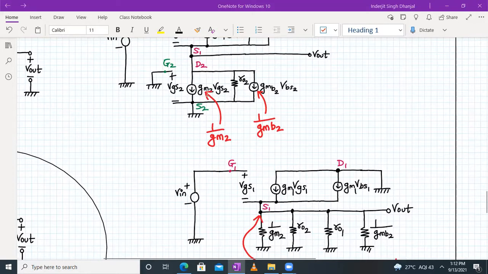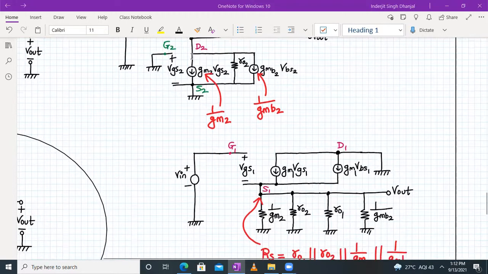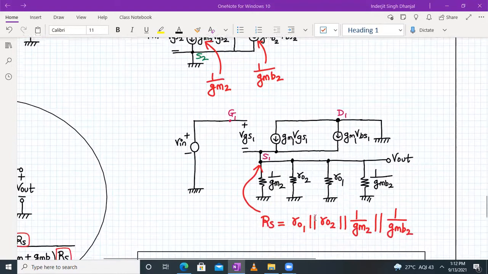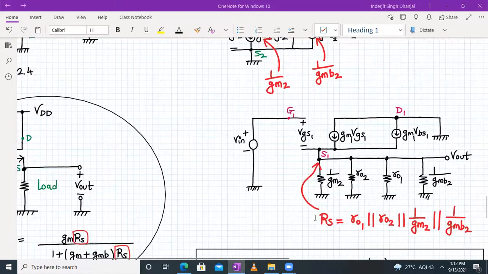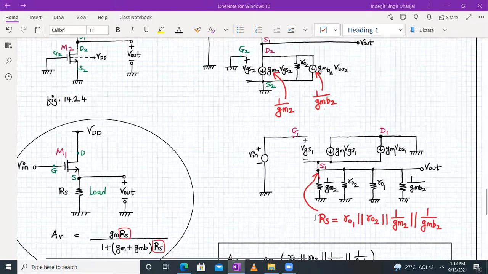Also, we have GM2 into VGS2, correct? And here it is replaced by 1 upon GM2, right? So that means we are representing it in the form of a resistance. So here it is 1 upon GM2. Here it will be RO2 parallel to RO1. And for this, we will have 1 upon GMB2, correct?